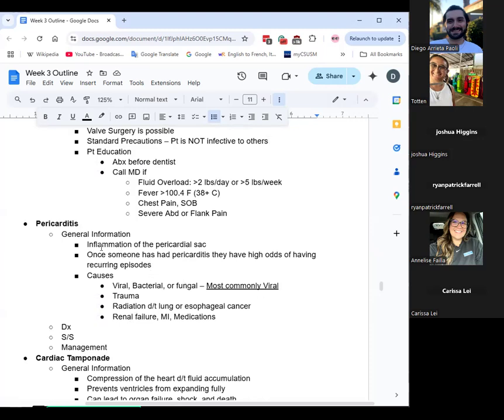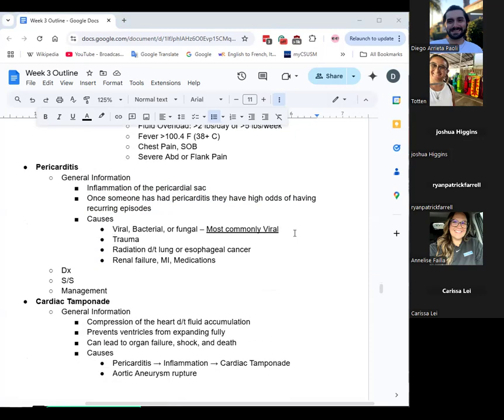So pericarditis, general information: it's an inflammation of your pericardial sac. If someone has had pericarditis, they have a higher chance of having multiple episodes. They've already kind of caused an insult to that layer, so it can become a recurring thing. Again, this is just extra info. It can be viral, bacterial, fungal. It's usually viral, but it can also come due to trauma.